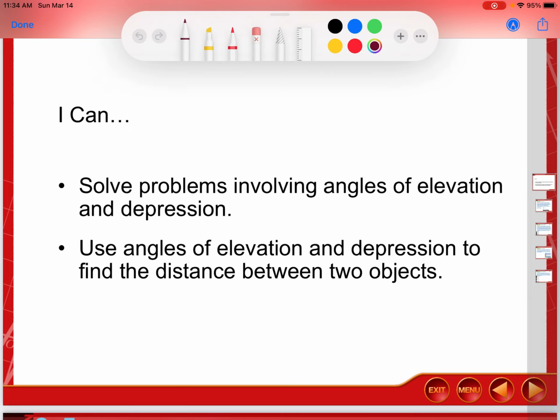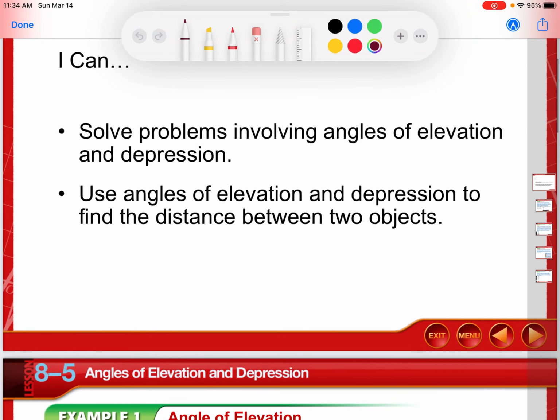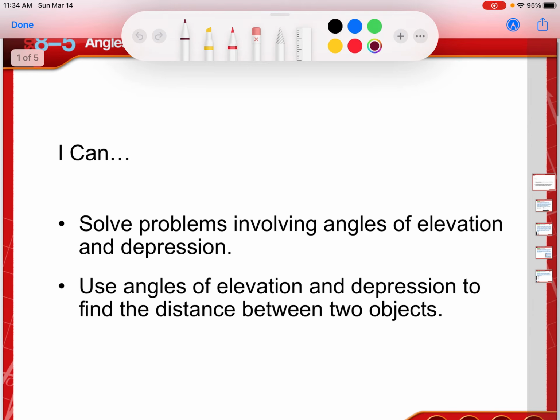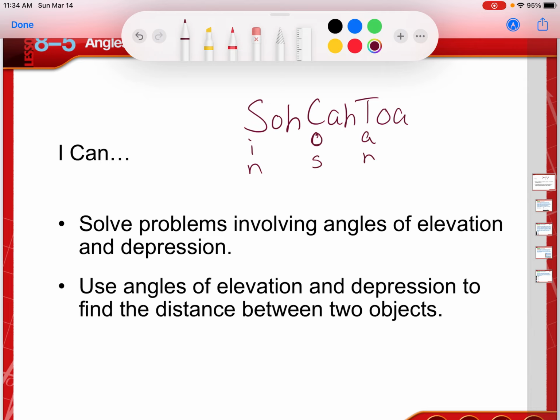All right, so today we're talking about solving problems with angles of elevation and depression. And this lesson is going to be very similar to 8.4 in that we are using the same principles. The most important principle, of course, is our best friend SOHCAHTOA, where S is sine, C is cosine, and T is tangent. And then the O is the opposite side, H is hypotenuse, and A is adjacent.